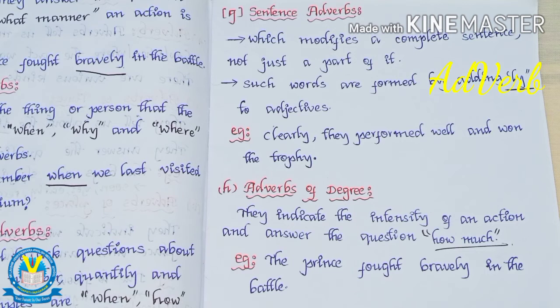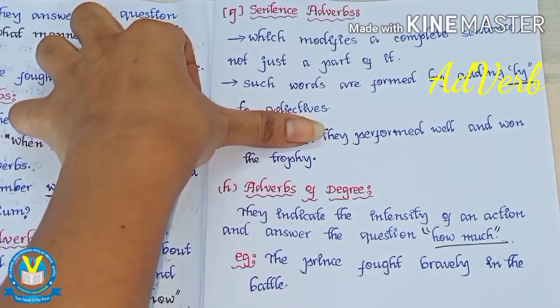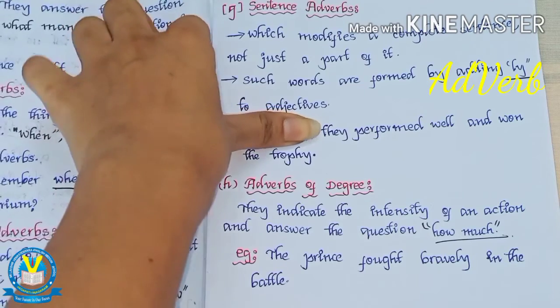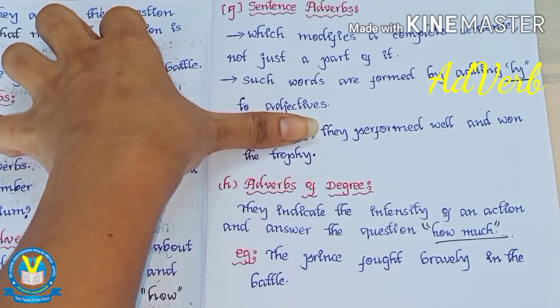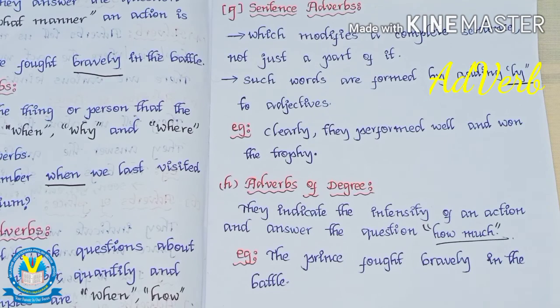Okay, such words are formed by adding ly to adjectives. Clear, children? For example, here we have an example: clearly they performed well and won the trophy. Look, if there is no word clearly, they performed well and won the trophy. Is there any sentence modified? Is there a word used to change the entire meaning? No. While taking clearly, look at the example now.